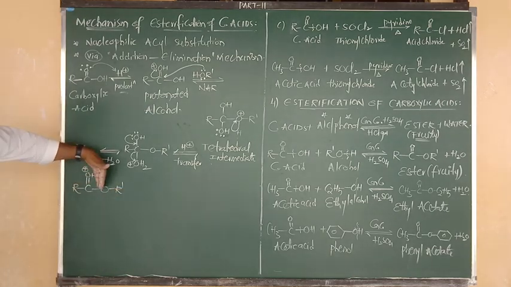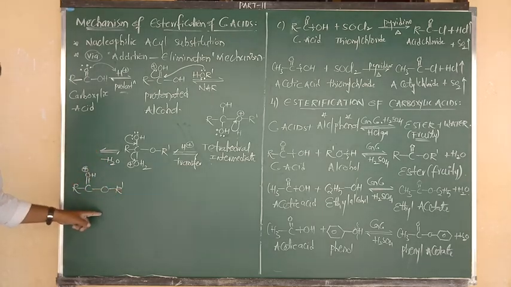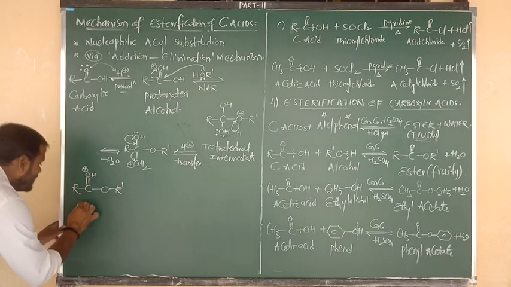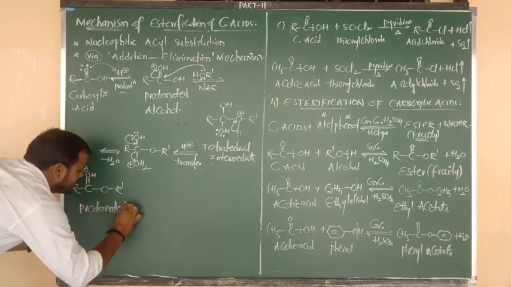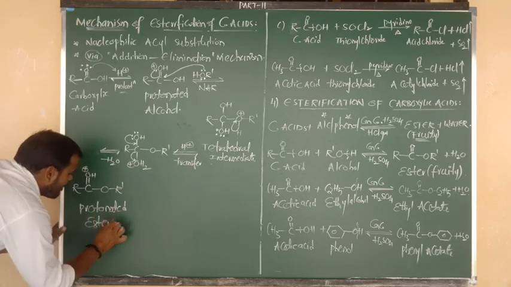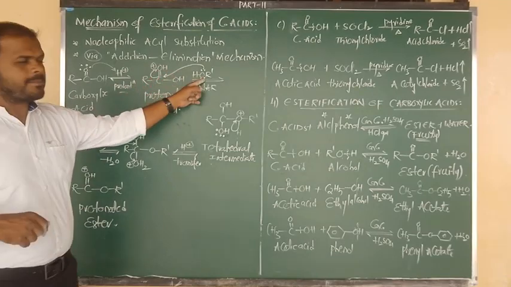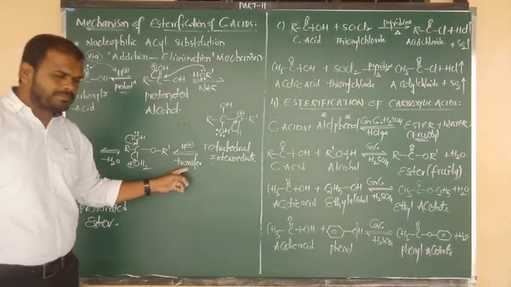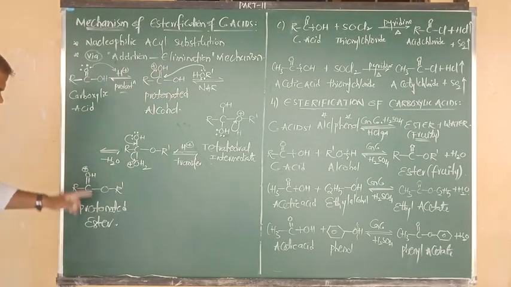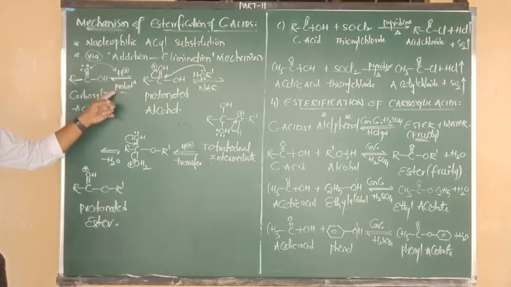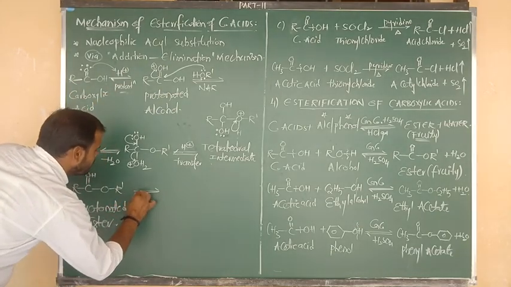So this is already looking like R, C double bond O, O R. Looking like an ester, but this ester contains a proton. This is called protonated ester. Which ester? Protonated ester. Once again, all of you my dear students: step 1 protonation, step 2 addition of alcohol, step 3 proton transfer, step 4 elimination of water molecule, step 5 opposite to the first one. The first one is protonation, and the last one is nothing but deprotonation.